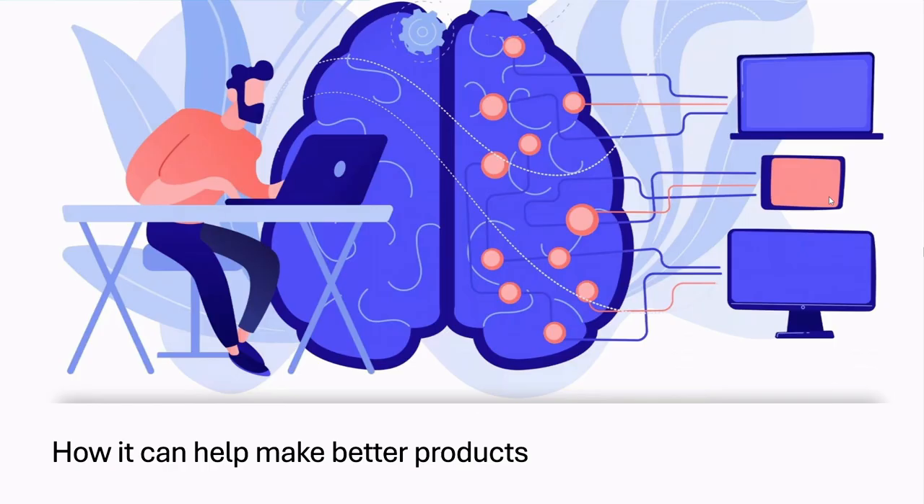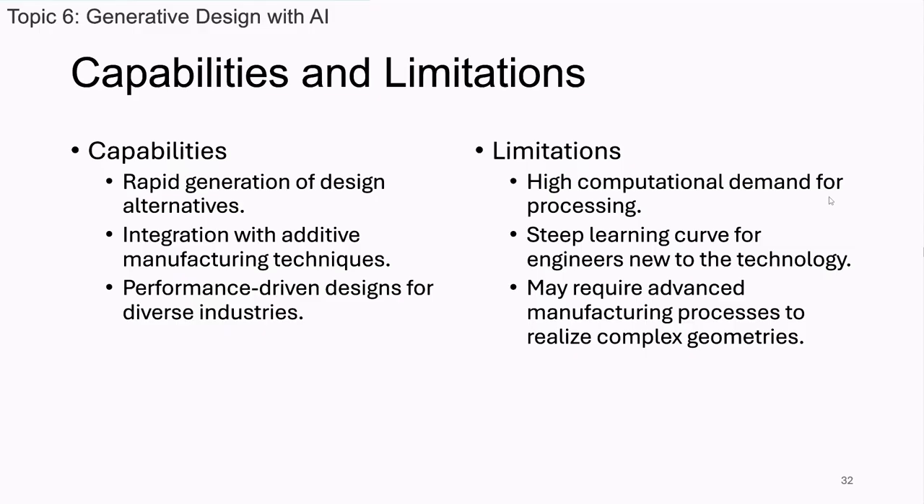The importance of generative design lies in its ability to push the boundaries of innovation. Engineers can rapidly iterate and test ideas quickly, significantly shortening the product's development cycle. Capabilities of this technology include rapid prototyping, integration with 3D printing, and creating designs that were previously impossible to achieve manually. However, it does have limitations such as high computational requirements, a learning curve for users, and the need for advanced manufacturing techniques to realize complex geometries.